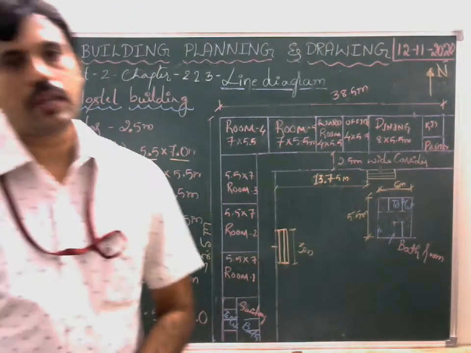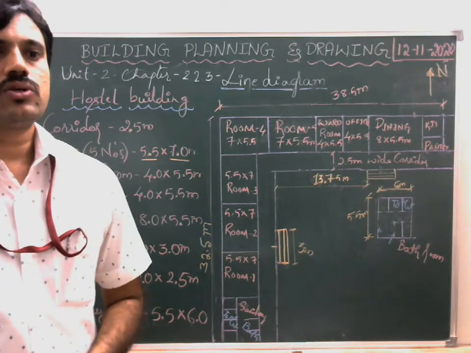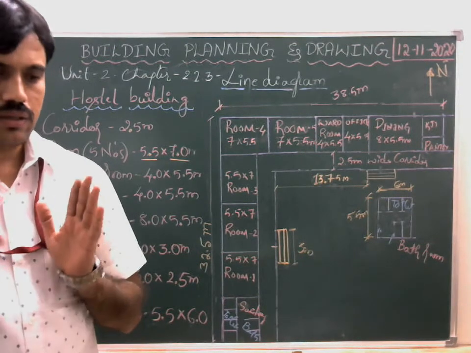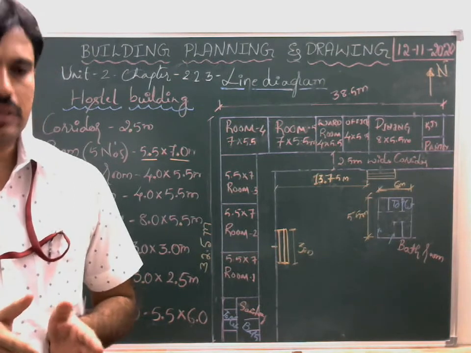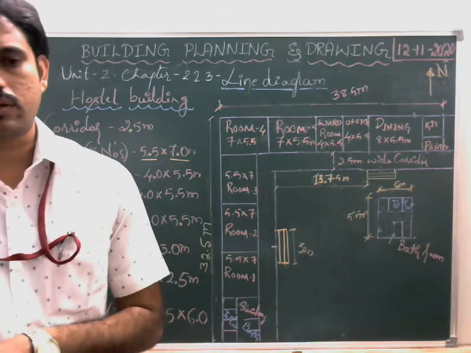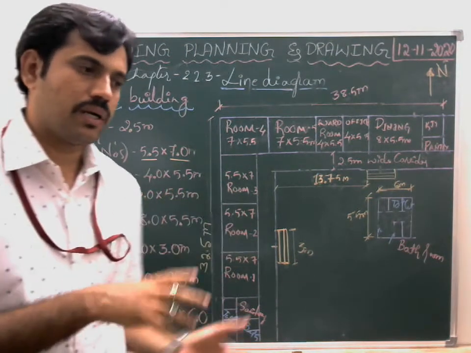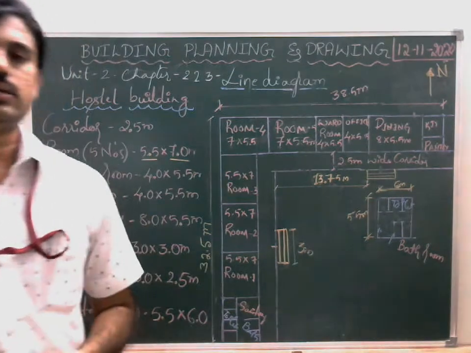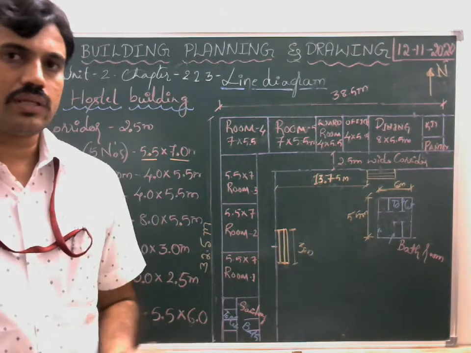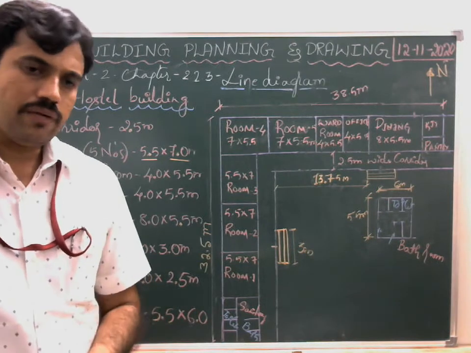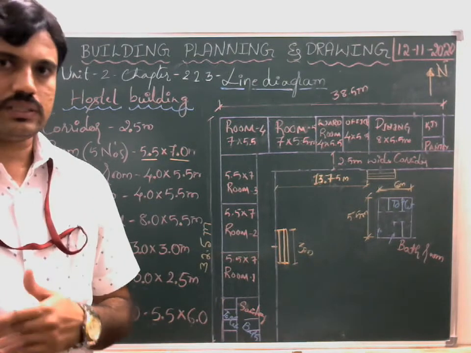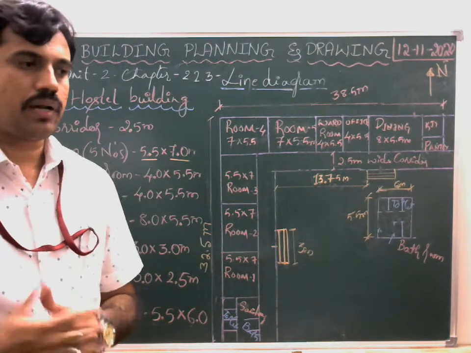And again, one more question arises. What is the necessity of preparing a line diagram? These are primary drawings, where we prepare approximately the dimensions we have to incorporate, or the necessary amenities we have to incorporate in this drawing. We prepare a number of line diagrams, then we finalize, and then we prepare a plan. So this is more advantageous for preparing a plan.